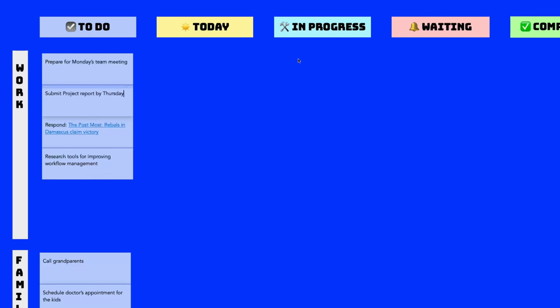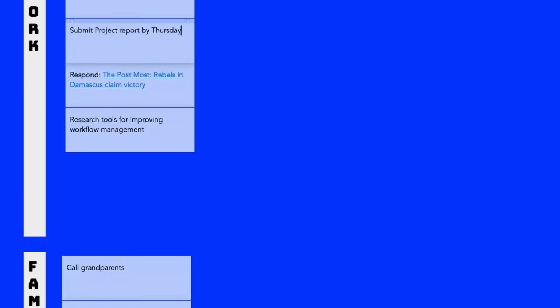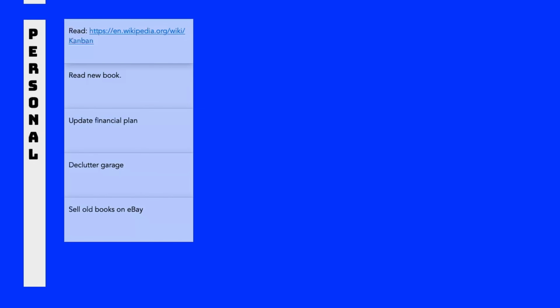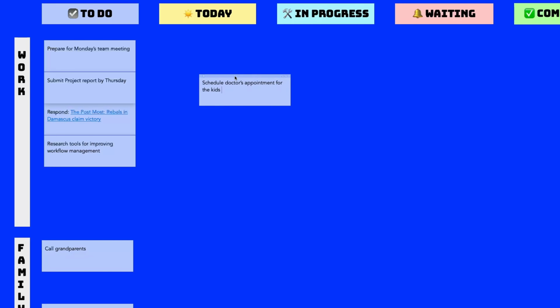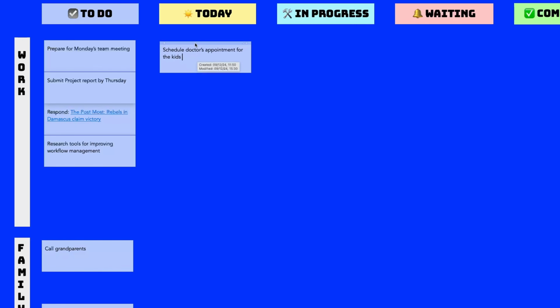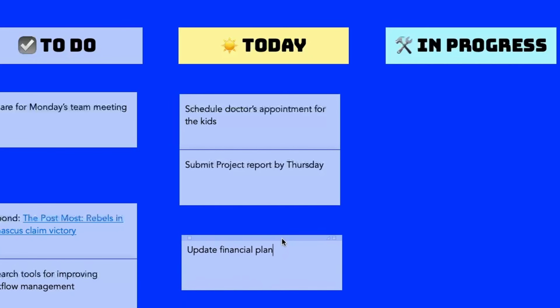And then I have these swim lanes. These are not part of the Kanban method, but they are very useful to separate tasks into different categories, especially when you have lots of tasks that you want to complete. In this case, I've got one for work, one for family, and one for personal things. The overall principle here is that when I select something that I want to work on, for example, I may say that I want to take this one and schedule a doctor's appointment for my kids, and then I need to maybe submit this project by Thursday, and then maybe I want to update my financial plan.